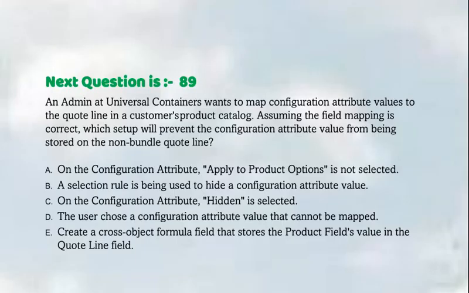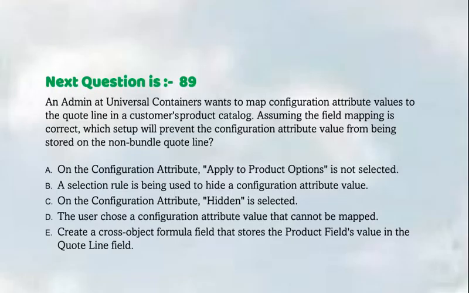Question is an admin at Universal Containers wants to map configuration attribute values to the quote line in a customer's product catalog. Assuming the field mapping is correct, which setup will prevent the configuration attribute value from being stored on the non-bundle quote line? Option A. On the configuration attribute, apply to product options is not selected.